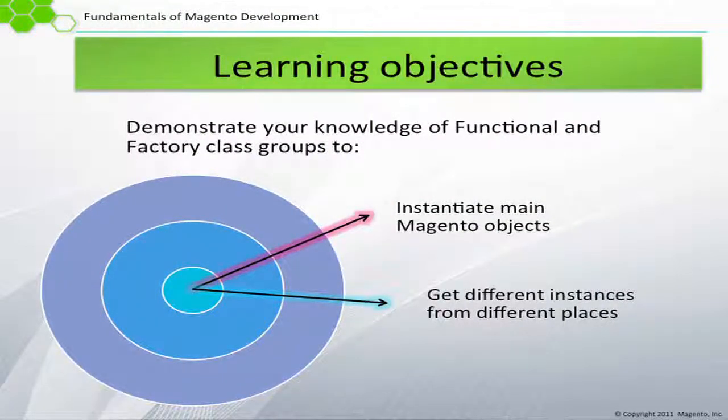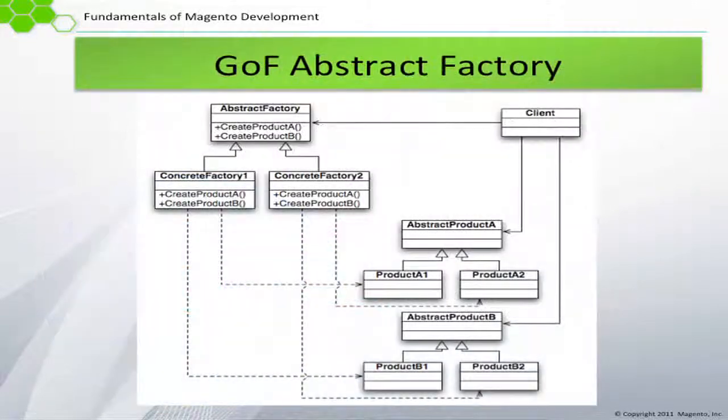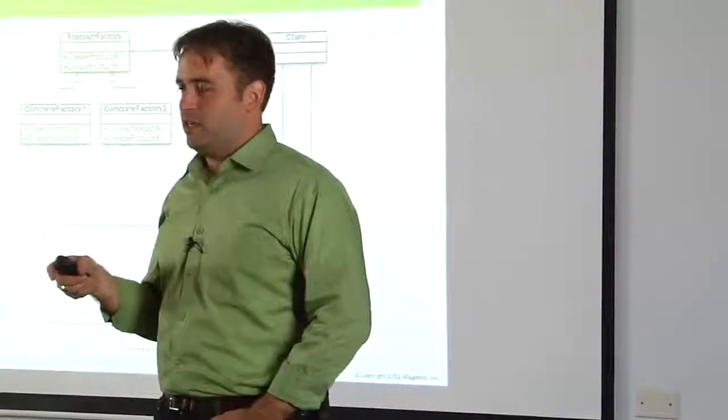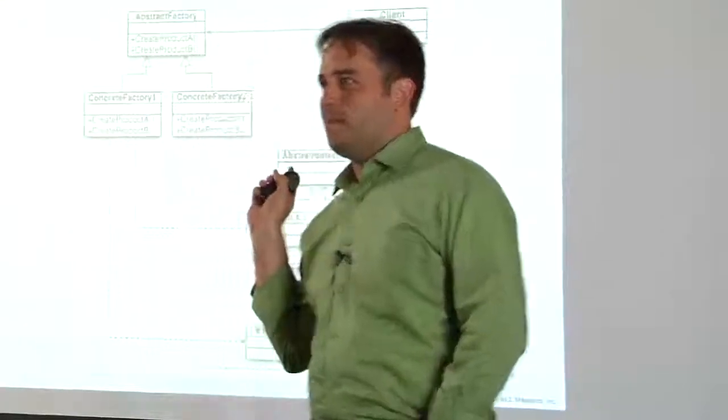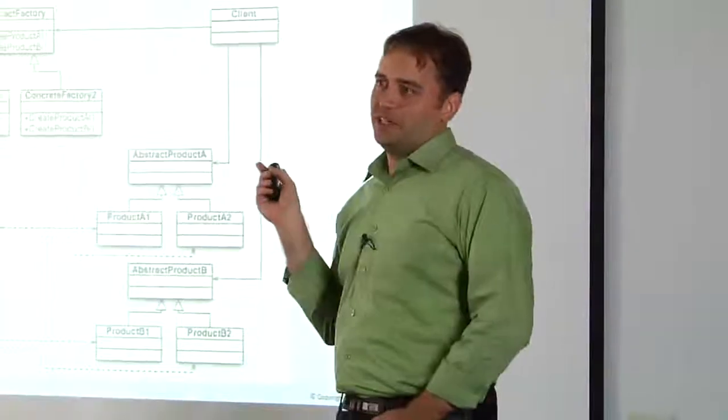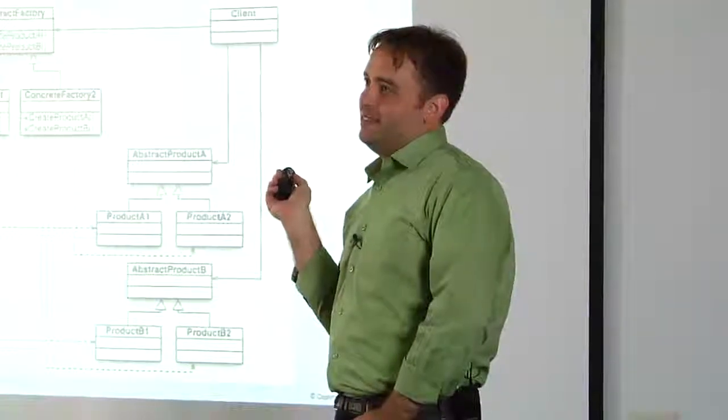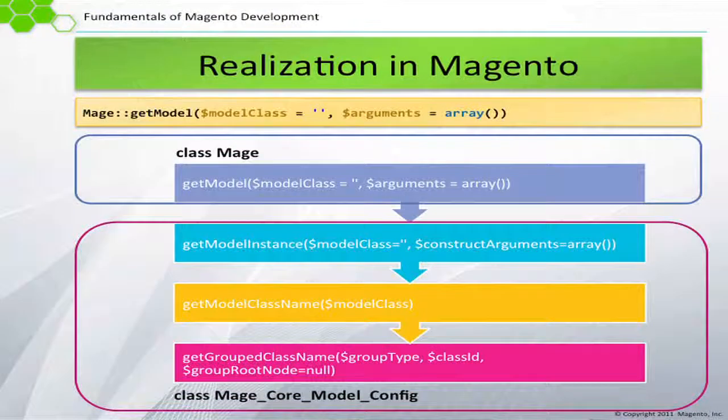So we're going to start to actually instantiate Magento objects, and we're going to grab different instances from different places. Quick reminder, Gang of Four. I can never remember their names, but yeah, four programming folk. They came up with this idea of having a class actually instantiate other classes. It's factory. That's what Magento does. Magento has a unique implementation of that. We'll touch on this. So what does this look like? Well, this is called realization in Magento.